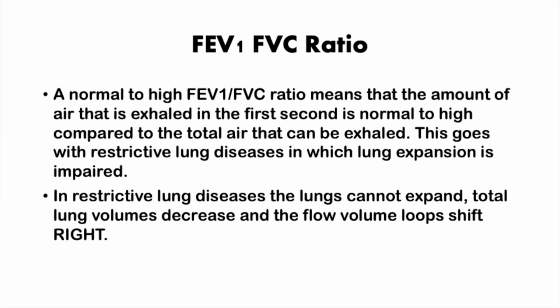A normal to high FEV1 to FVC ratio means that the amount of air that is exhaled in the first second is normal to high compared to the total air that can be exhaled. This goes with restrictive lung diseases in which lung expansion is impaired. In restrictive lung diseases, the lungs cannot expand, total lung volumes decrease, the flow volume loops shift right, and the FEV1 to FVC ratio is high to normal.